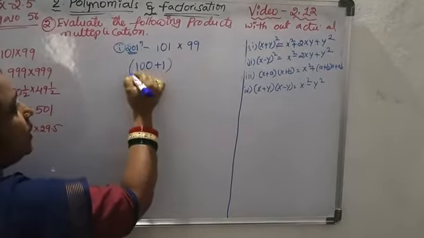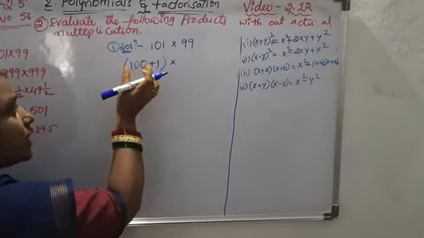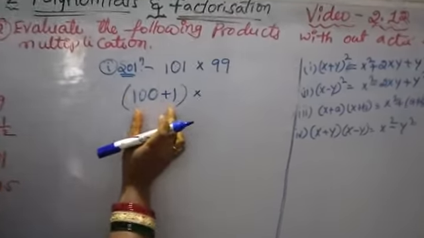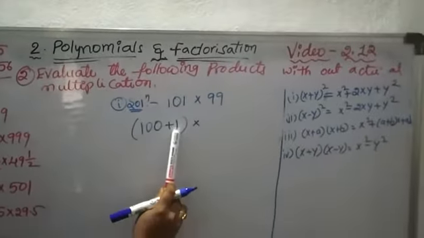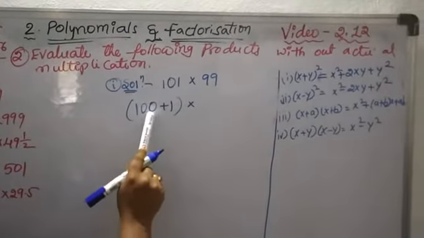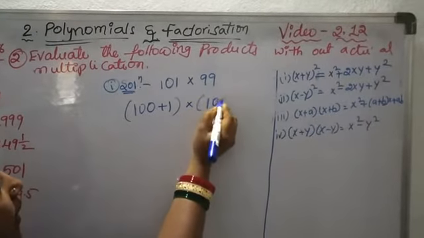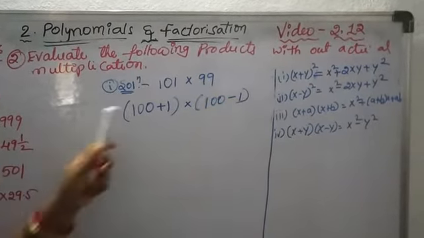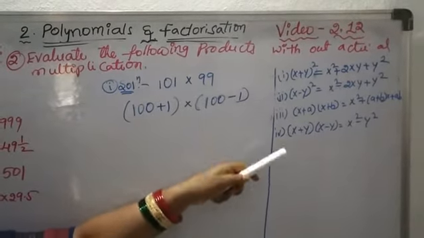At the same time, 99 also we can write by using these two numbers. How is it possible? If we add these two, we get 101, just a simple logic. If we subtract these two, we get 99, right? So 100 minus 1. 101 I can write as 100 plus 1, and 99 I can write as 100 minus 1.